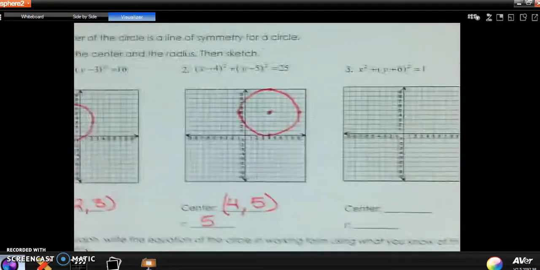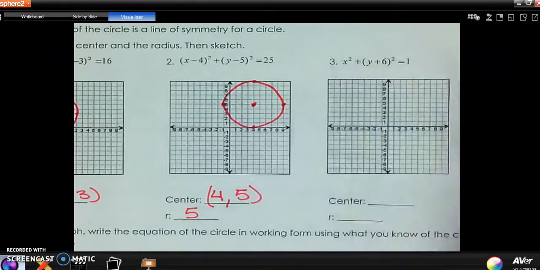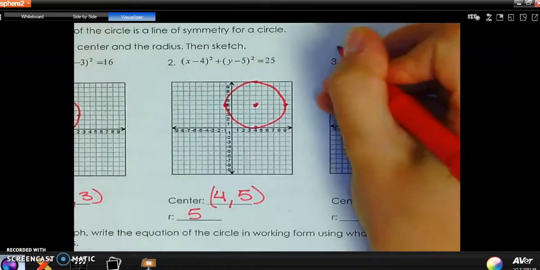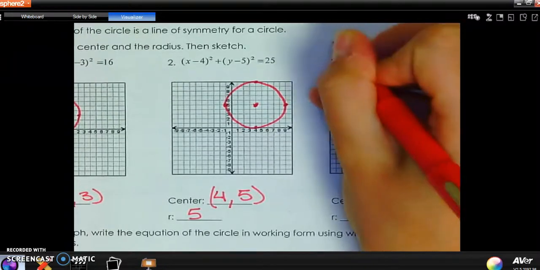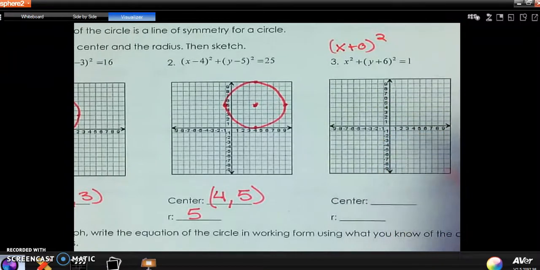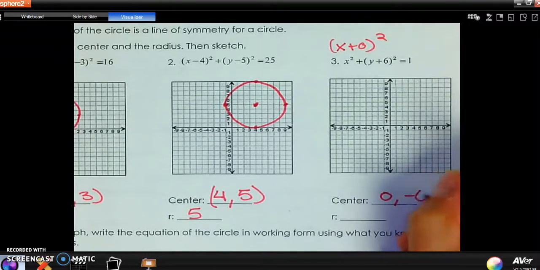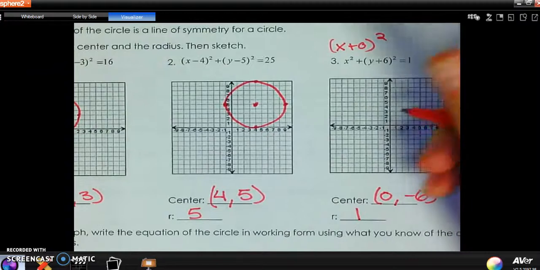All right, moving on to number 3. This one's a little trickier because you're like, oh, there's no number with it. Well, another way you could think of that is (x + 0) quantity squared. So basically that just means your center is going to be on the y-axis. So my center is going to be (0, -6). And my radius, the square root of 1, is still 1. So this is going to be a little baby circle.